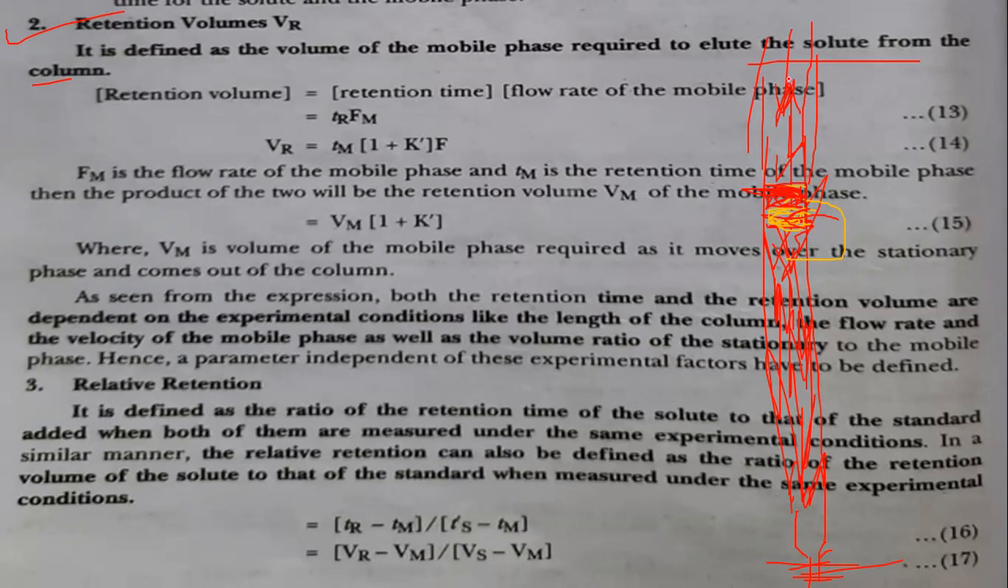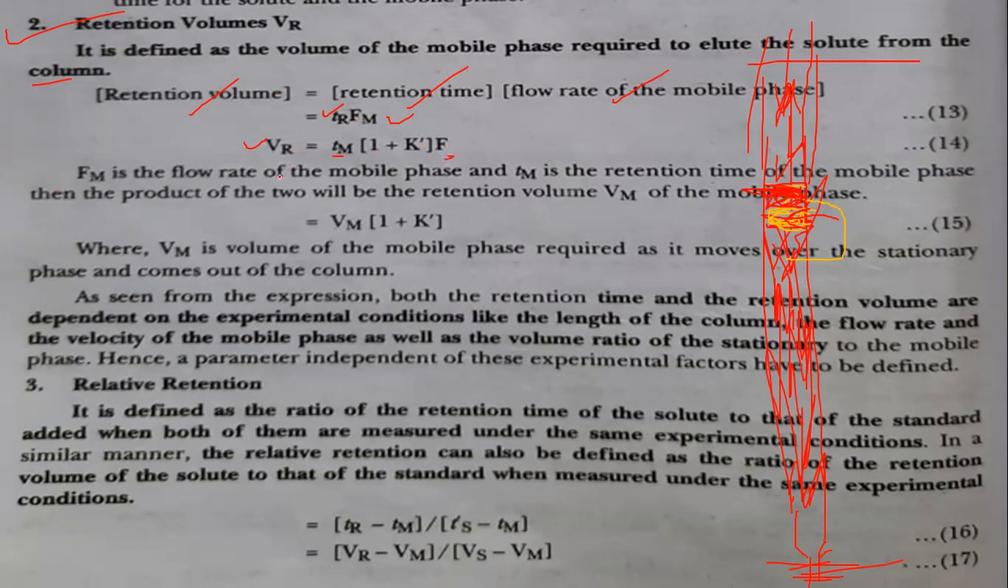So that's why we consider gas as the mobile phase every time. Retention volume is a product of retention time and flow rate of the mobile phase. So retention volume is Tm into (1 plus K dash) into F.